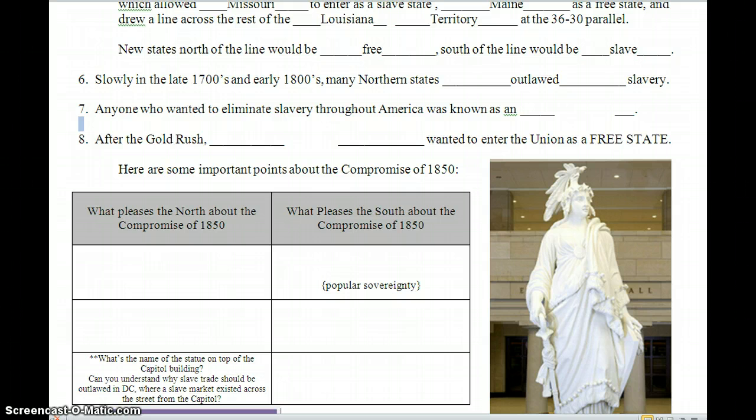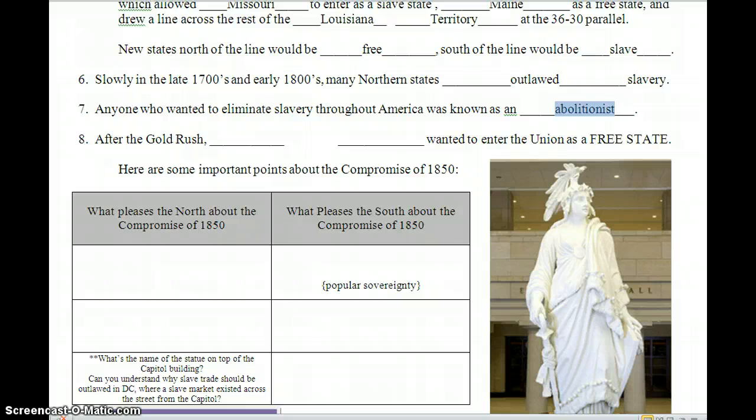Number 7 says anyone who wanted to eliminate slavery throughout America was known as an abolitionist. That's a big word, and it's a very important word in American history. Abolitionists want to abolish slavery. If you are abolishing something, you are totally getting rid of it and destroying it. And so abolitionists want to get rid of slavery everywhere.